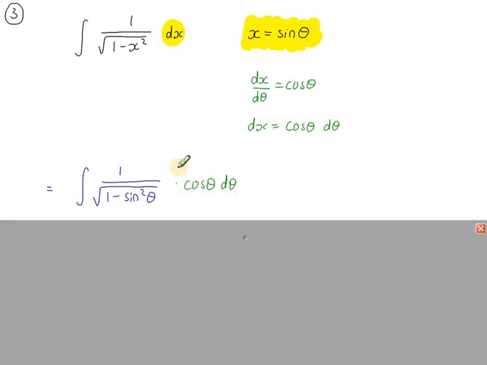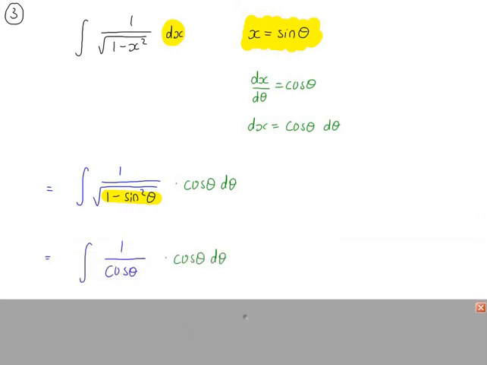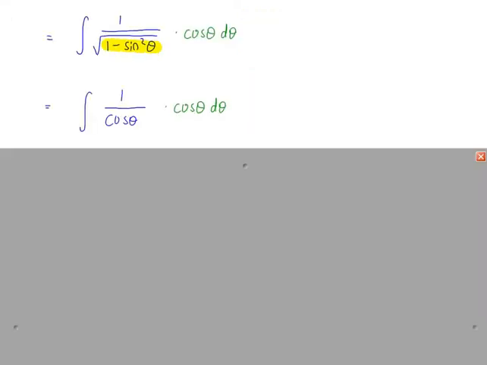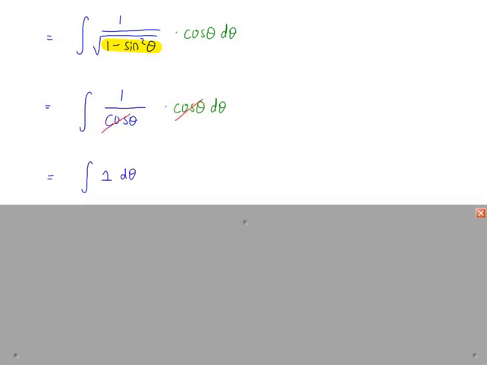Which I've done here. Now I've got 1 minus x squared, so if you square both sides, x squared is sine squared theta, like so. And we know 1 minus sine squared is equal to cos squared theta, but we're square rooting, so we square root cos squared and we get cos in the denominator, like this. And then these cancel, and we get something really simplified.